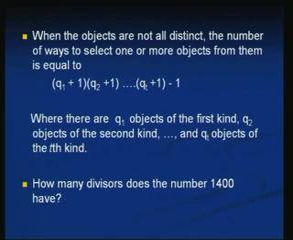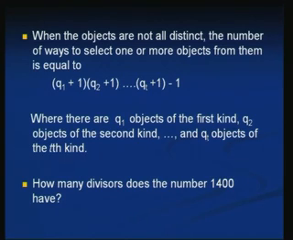Another problem is when the objects are not all distinct. The number of ways to select one or more objects from them is equal to (q1+1)(q2+1)...(qt+1) minus 1, where there are q1 objects of the first kind, q2 objects of the second kind and qt objects of the tth kind. There are q1 objects of the first kind. So, the number of possibilities is you can select one of them, 2 of them, 3 of them, q of them, or you need not select any one of them.